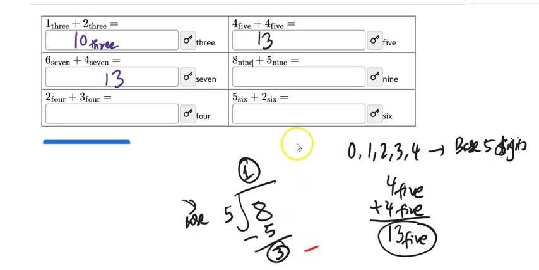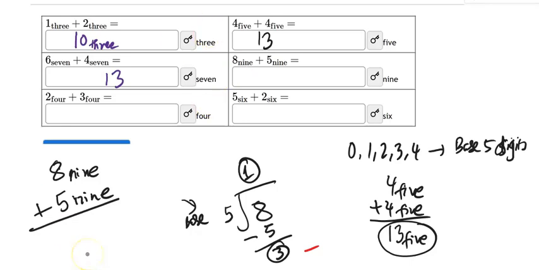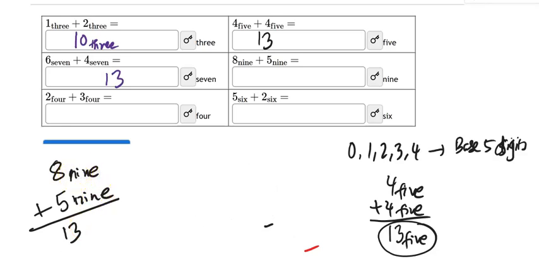Okay, next question. 8 in base 9 plus 5 base 9. You add them, you get 8 plus 5 is 13. But 13 is not a base 9 number. Only we use up to 8 in base 9. So I gotta divide this 13. It's not a base 9 number, 13.